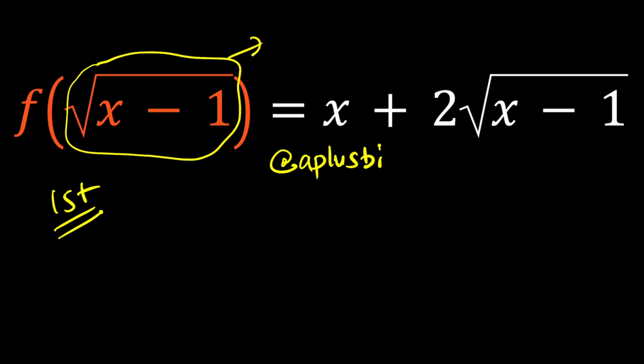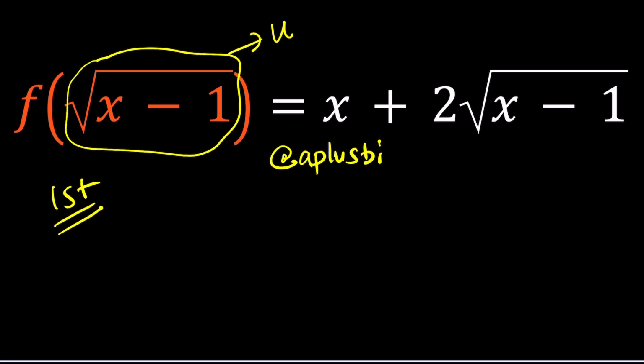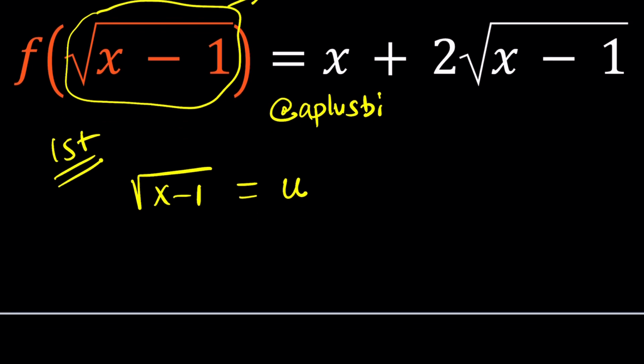In other words, we can set this equal to a variable. How about u? Okay. If you set it equal to u with the radical, of course, we get something like this. The square root of x minus 1 equals u. And then from here, our goal is going to be to solve for x and then substitute that on both sides of this equation. Great, let's do it.